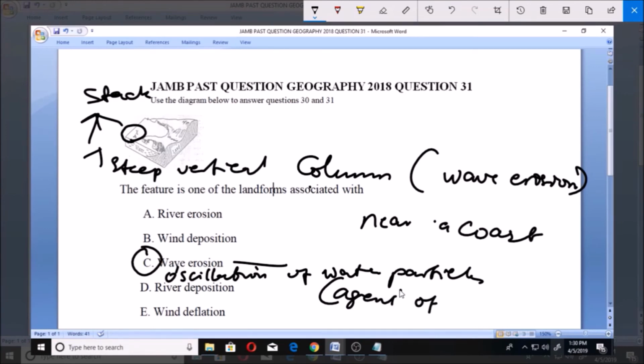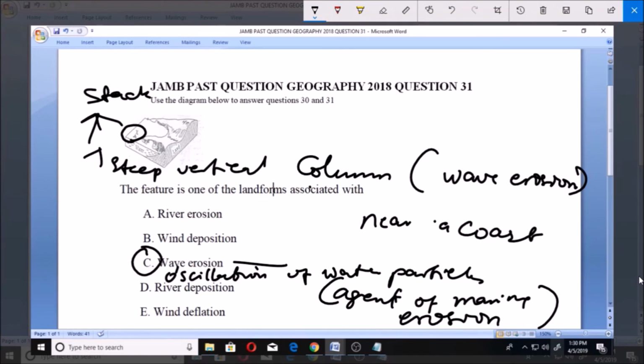Agent of marine erosion. So the erosion that happens in the water is mostly caused by waves. The action of wave is an important agent of erosion, transportation and deposition of materials confined to the coast of seas and oceans.